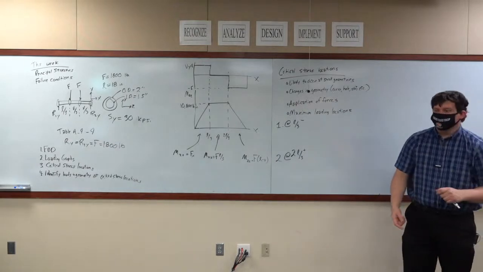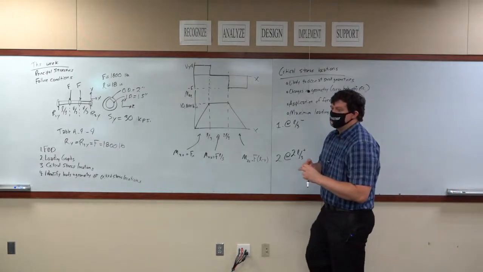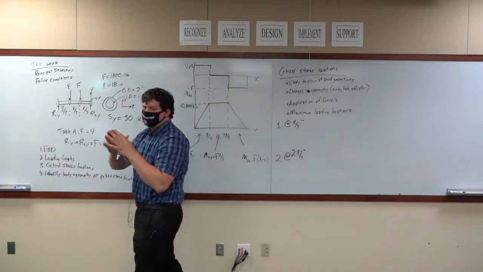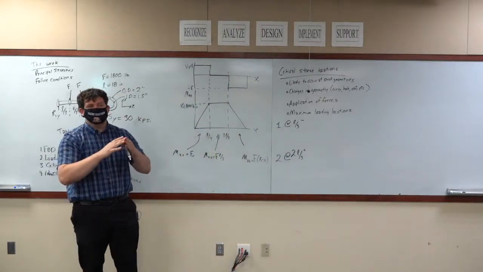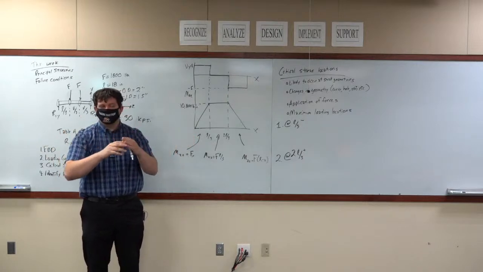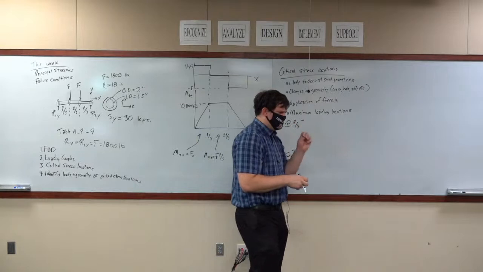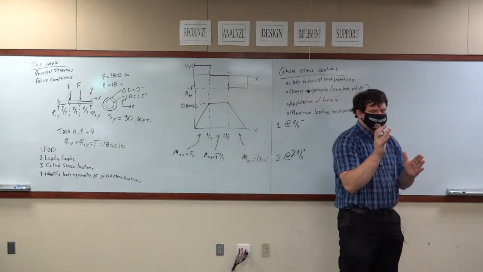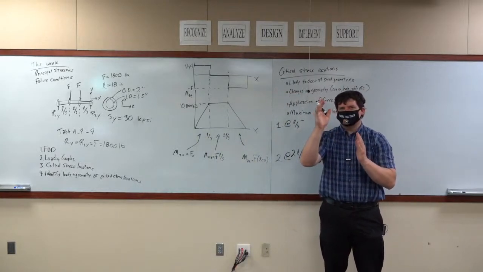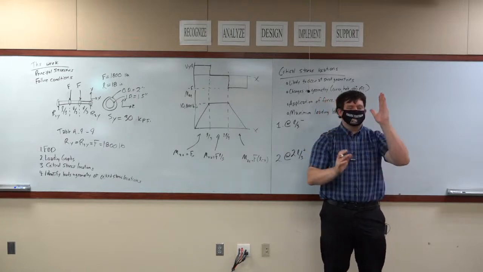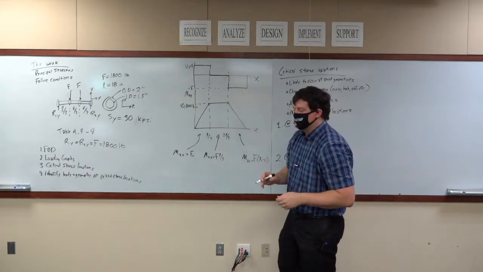Axial normal forces create a sigma. Sigma causes an extension or a compression. Anytime you have a sigma, it'll cause it to extend or contract. Shear force causes a shear stress. Shear stress causes a distortion. It is not an extension or compression. It is an actual distortion.